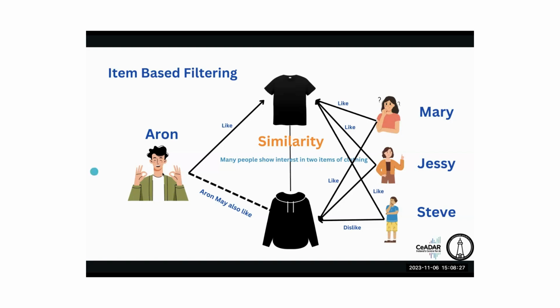For example, here, Aaron likes the t-shirt very much, and Mary likes the t-shirt very much, and Jesse likes the t-shirt very much, and Steve likes the t-shirt very much. So here we look at the similarity between the t-shirt and the hoodie. Most of the people who like one item also like the other. So Aaron may also like the hoodie, as he likes the t-shirt as well. So that's the context of item-based filtering which is applied here.